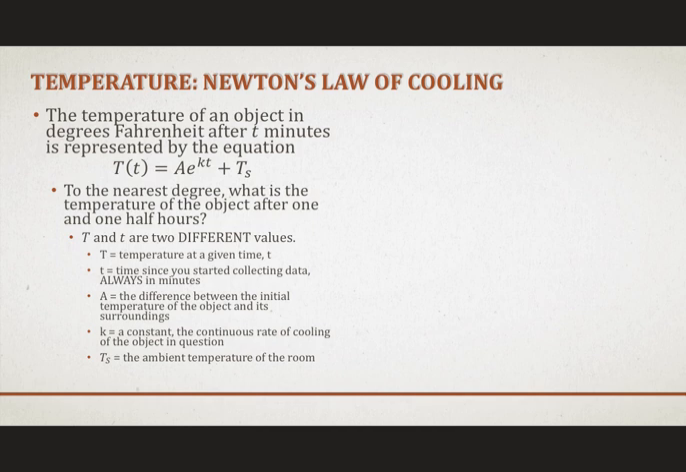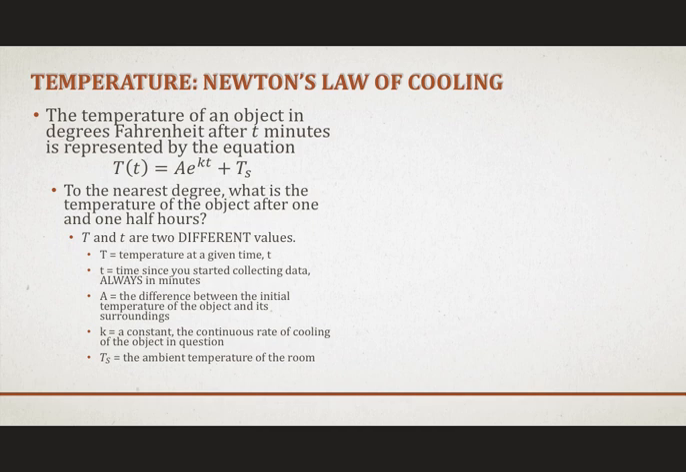So capital T is the temperature at a given time. Little t is the time since you made that first data recording. A is the difference between the initial temperature and its surroundings. Like if the object you have is 90 degrees and you're in a 75-degree room, then your A value would be 15 because there is a 15-degree difference in what you're looking at.